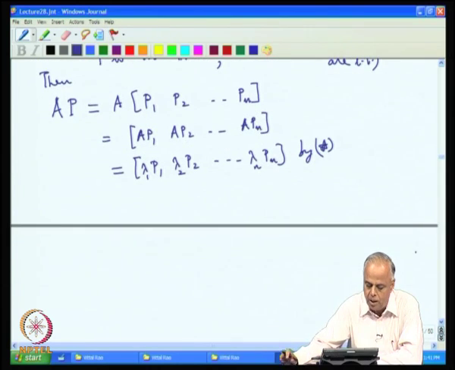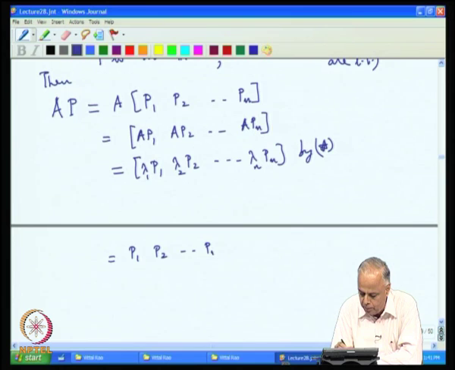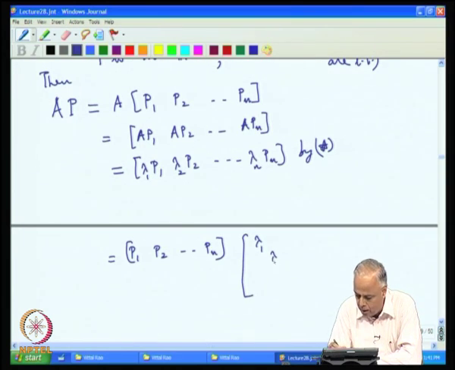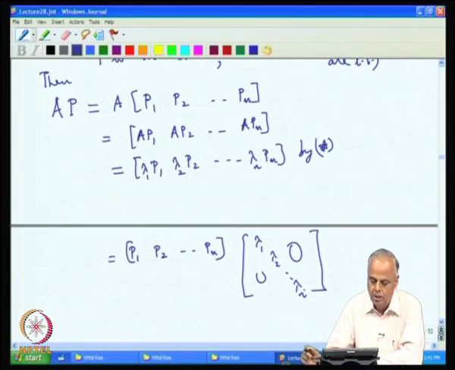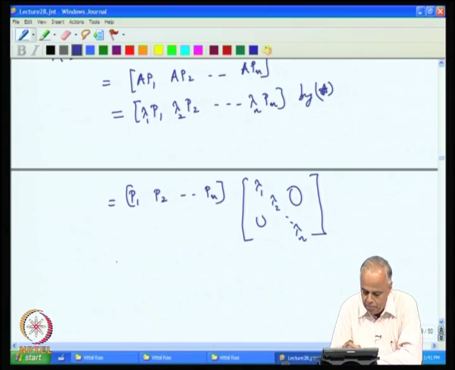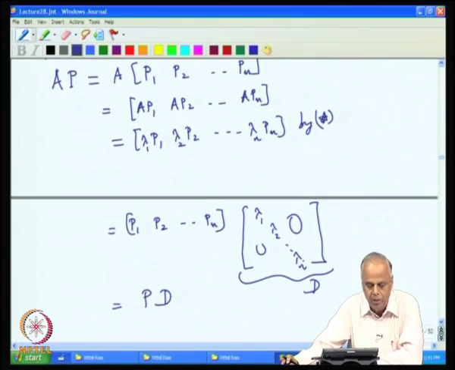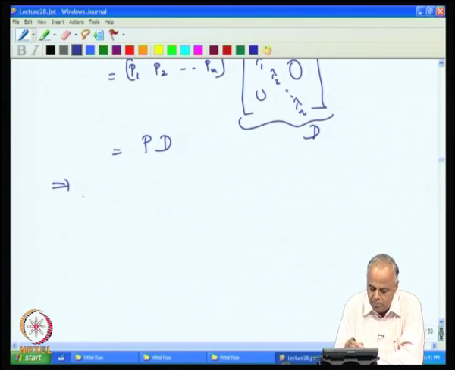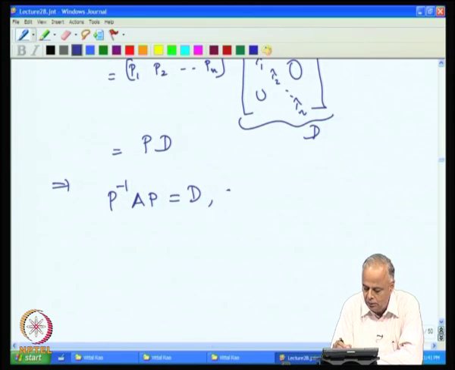and this product, as before, can be written as P1 P2 ... Pn times the diagonal matrix lambda 1, lambda 2, ..., lambda n, which is P times the diagonal matrix. This matrix is what I call D. So, AP equal to PD, which implies P inverse AP is equal to D, a diagonal matrix.